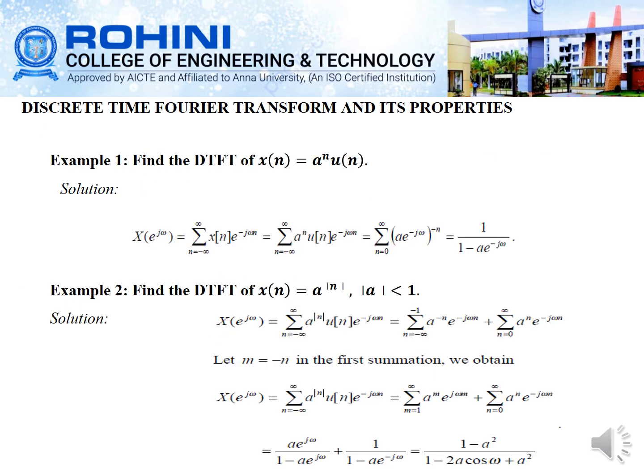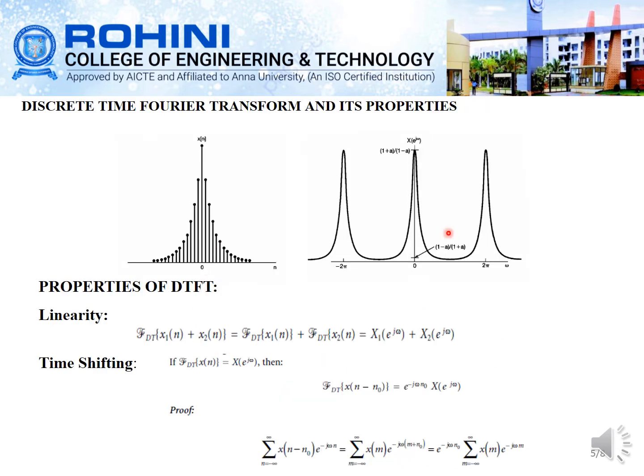For omega, and a takes a value less than 1. Let us take a equal to 0.5 and we are substituting different values for omega, to get the magnitude as well as the phase. Next we can see the properties of DTFT.